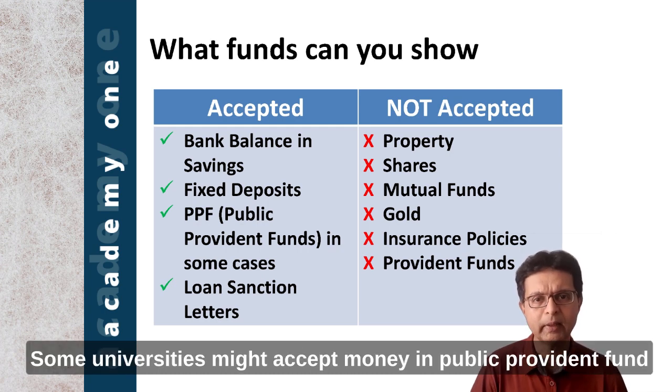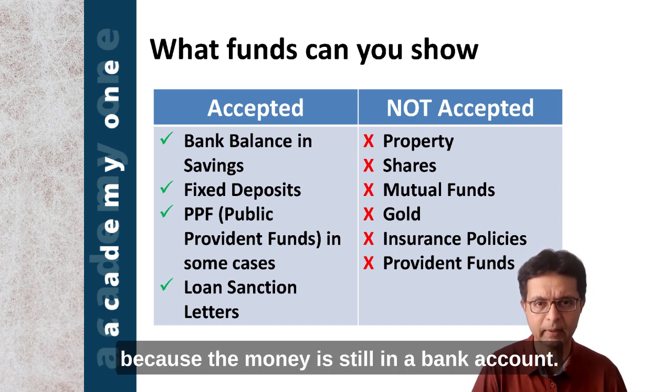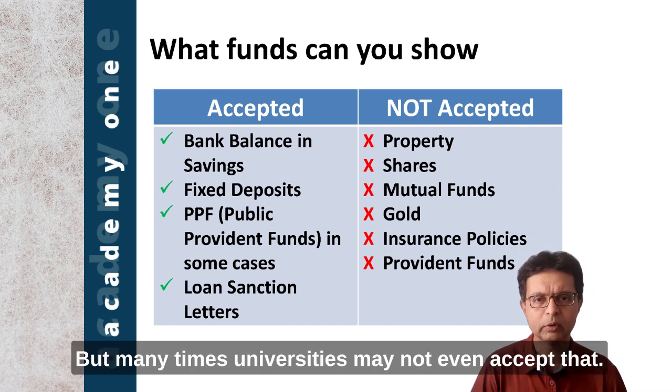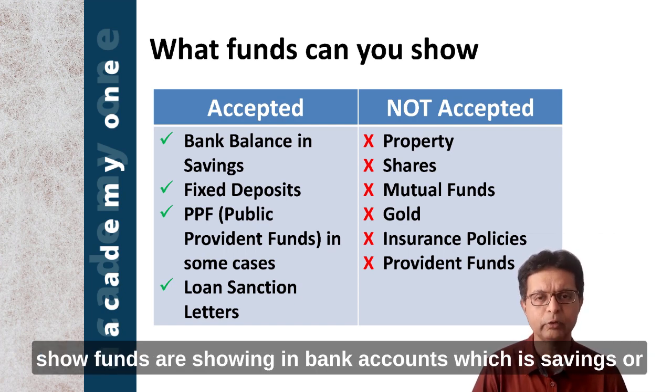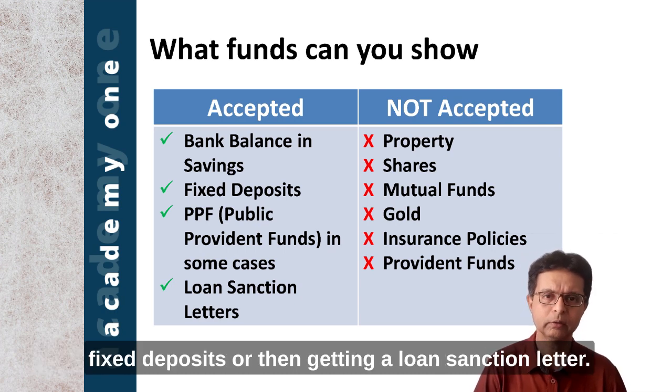Some universities might accept money in public provident fund because the money is still in a bank account, but many times universities may not even accept that. So the most common way or the most definite way to show funds are showing in bank accounts, which is savings or fixed deposits, or then getting a loan sanction letter.